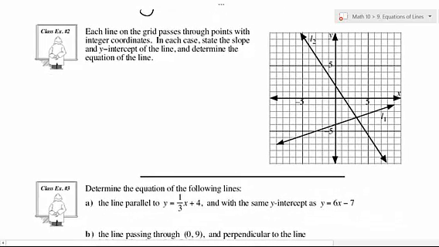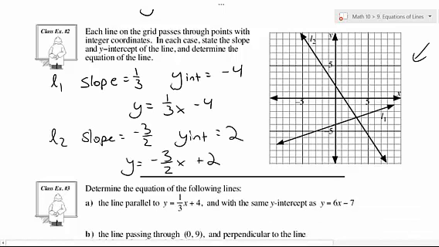Each line on the grid passes through points with integer coordinates. In each case, state the slope and y-intercept of the line and determine the equation of the lines right here. Press pause and check out these lines and try to do that.